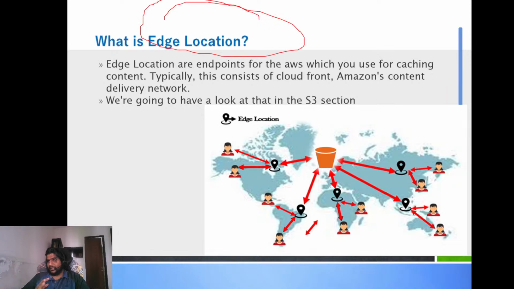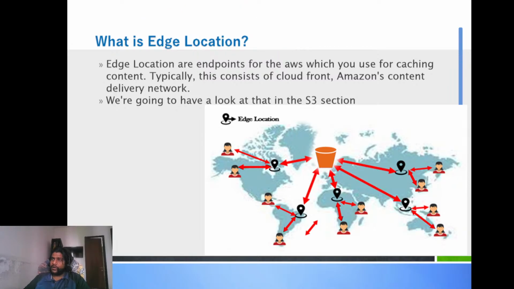So in Pune, Amazon might install 2 or 3 edge locations, small physical servers. In Mumbai, they can install 5 to 10 edge locations. In Bangalore, they can install 20. In Delhi, they might install 15. So these are actual physical servers, but they are used for caching the data. That's it. The only purpose of these edge locations is to cache the data.